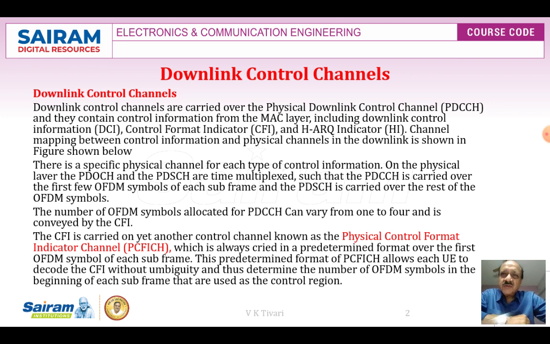The number of OFDM symbols allocated to PDCCH can vary from 1 to 4 and is conveyed by the CFI. CFI is carried on yet another control channel known as the physical control format indicator channel, which is always carried in a predetermined format over the first OFDM symbol of each subframe. This predefined format allows each user interface to decode the CFI without ambiguity and thus determine the number of OFDM symbols in the beginning of each subframe that are used for the control region.